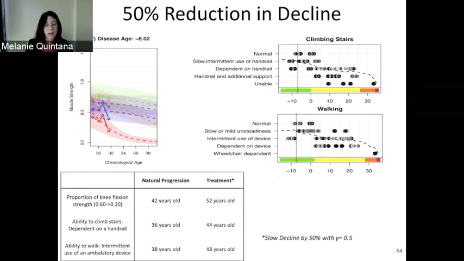So where you were expected to be 10 years from now under this type of treatment, it would take you 20 years to be there. You would have 10 more years in that current state before you got there. So it truly is a slowing in time in terms of the disease.